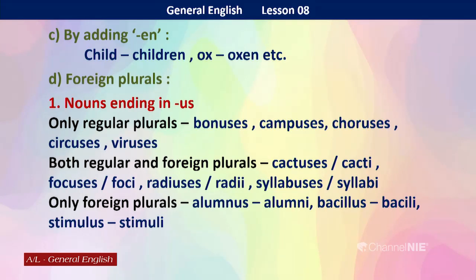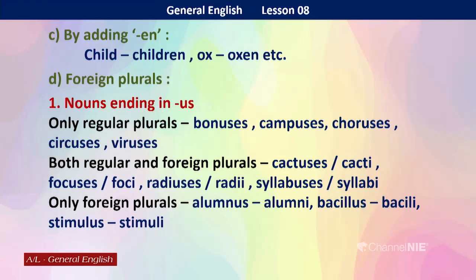Nouns ending in us. Only regular plurals: bonuses, campuses, choruses, circuses, viruses. So, such nouns end with us and we have to make the plural by adding es at the end. Bonus, bonuses. Campus, campuses. Chorus, choruses. Circus, circuses. Virus, viruses, like that.